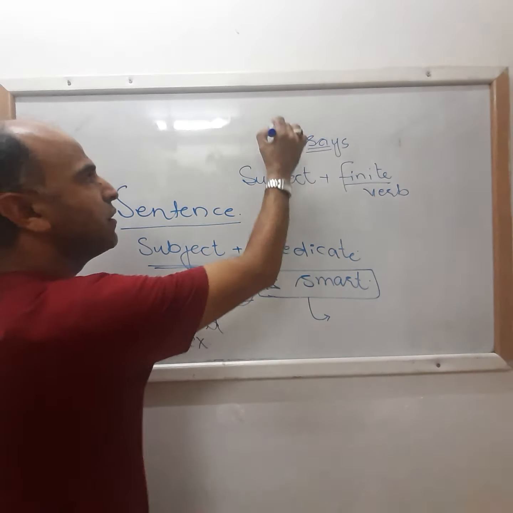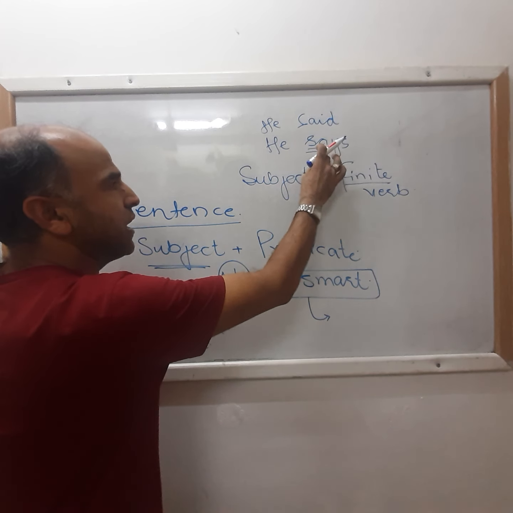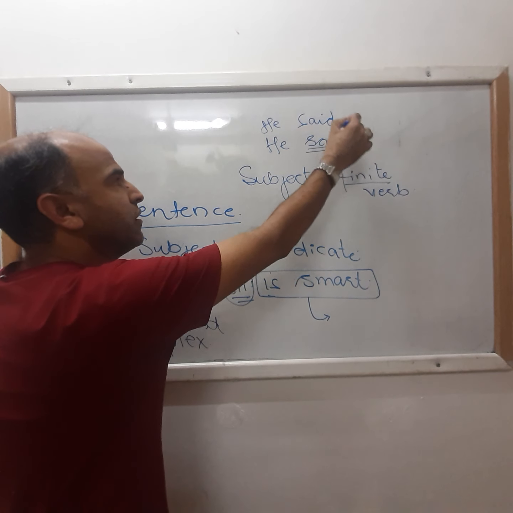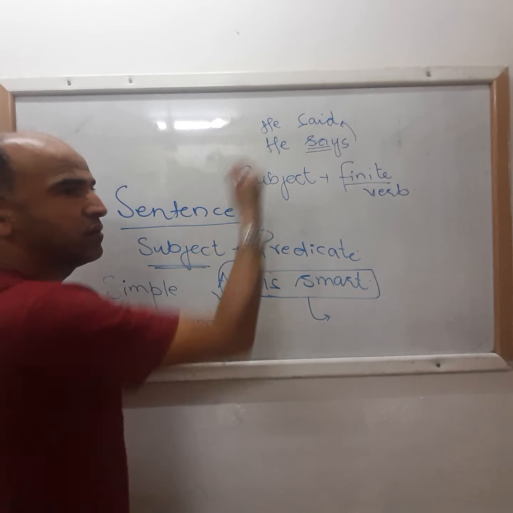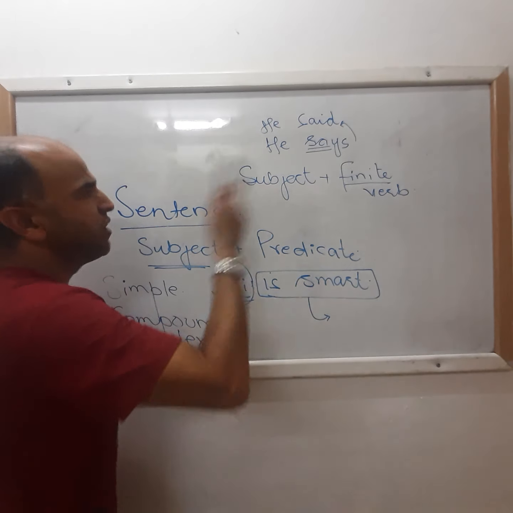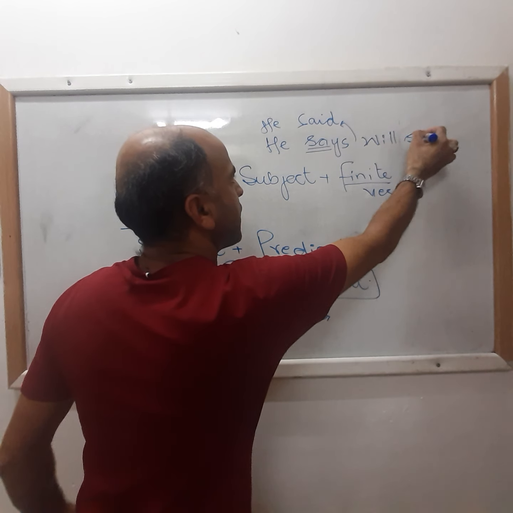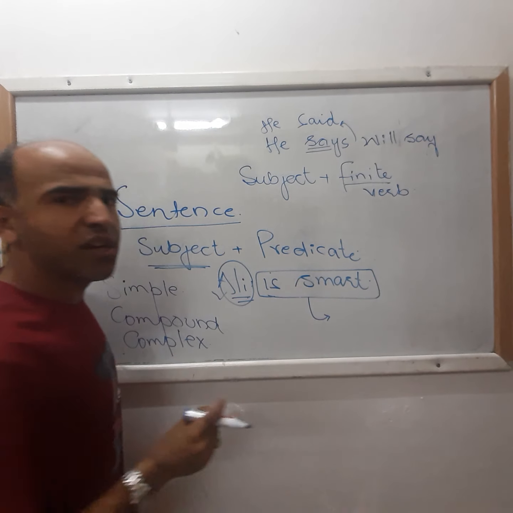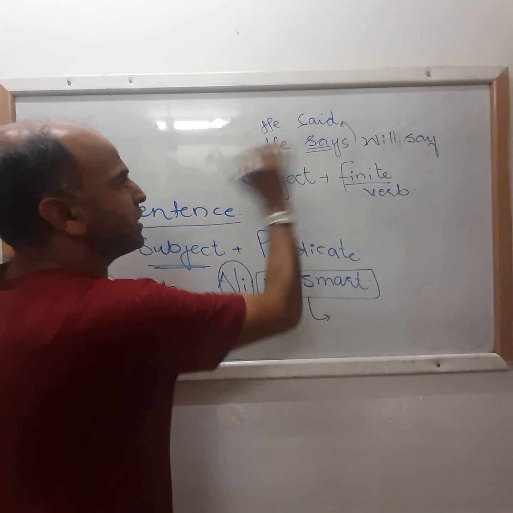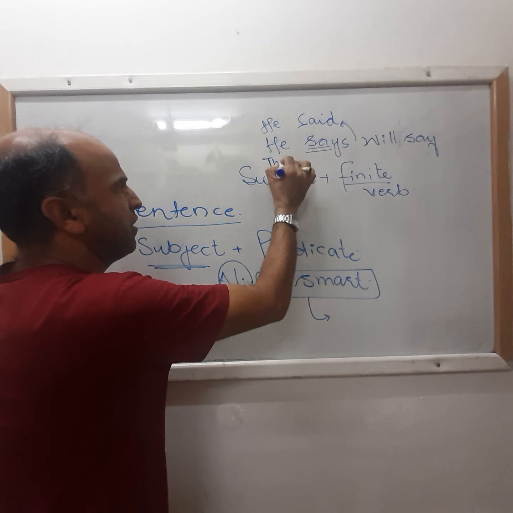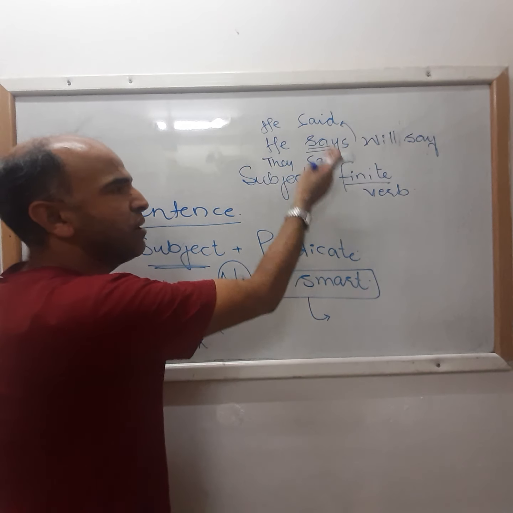Why? Because if I write he said, now it is changing. This says is changed to said. So it is changing according to tense. If I want to talk in past, said. If I want to talk in present, says. If I want to talk in future, will say. Now it is automatically getting changed according to tense. Now, he says. If I say, they say, now look, it is getting changed according to number.